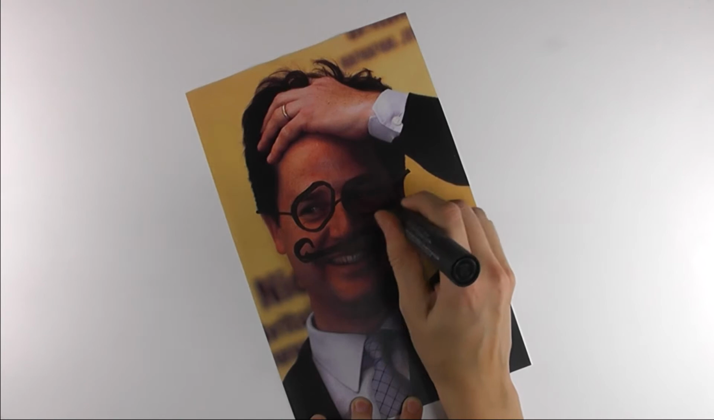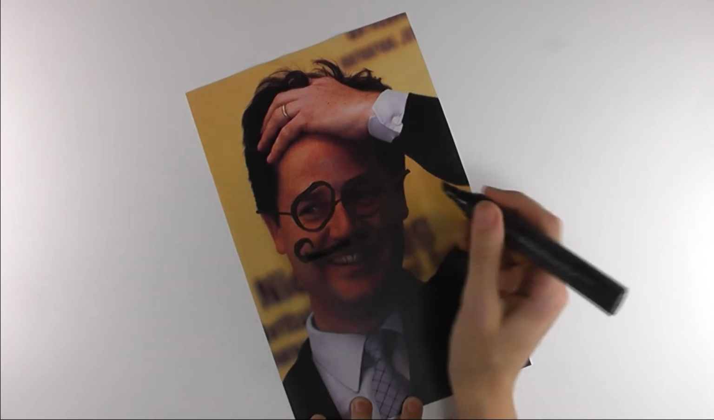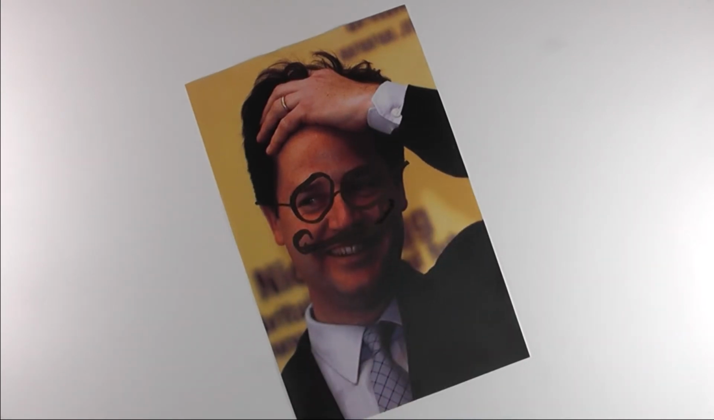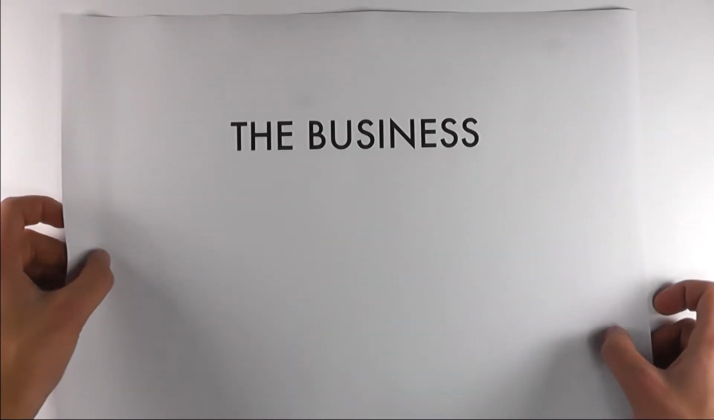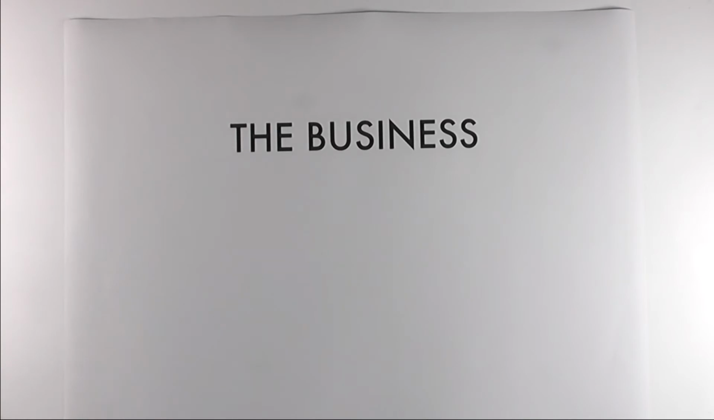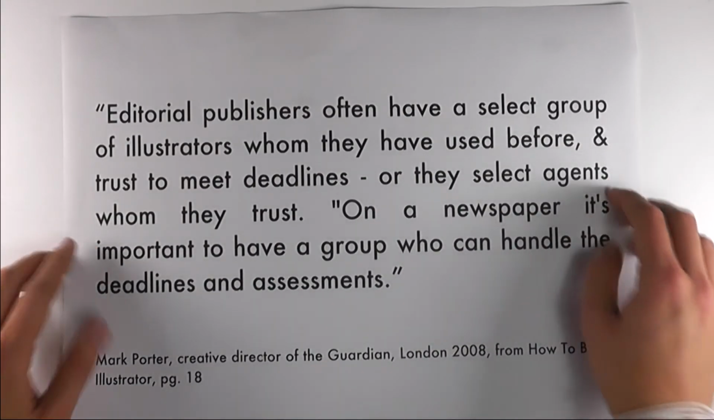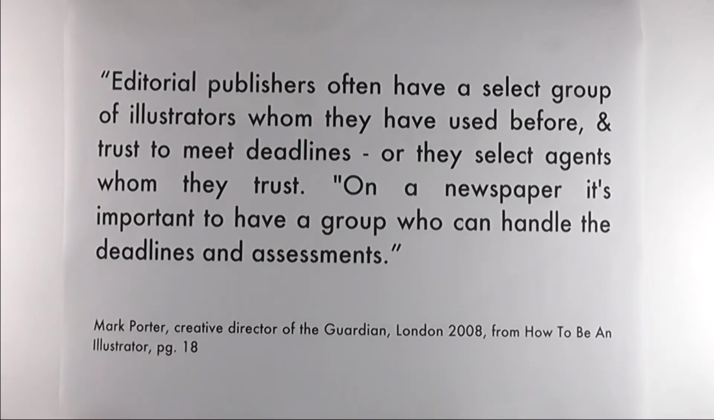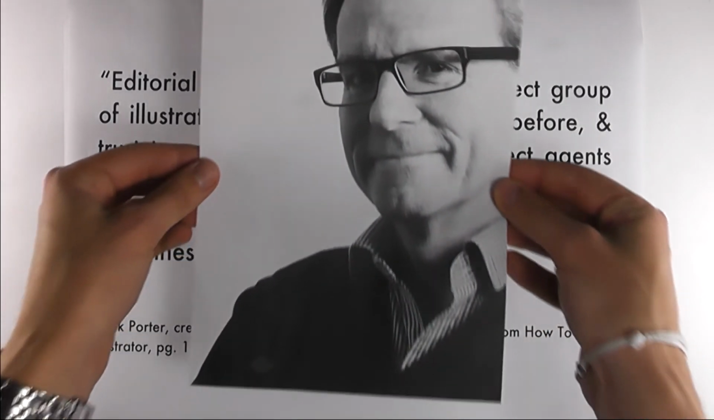The art director of a publication will usually be told by the editor to provide imagery for an article, and they will then contact a freelancer or an agent. Publishers will normally stick with the artist who they have worked with before. As Mark Porter, creative director of The Guardian, says, editorial publishers often have a select group of illustrators whom they have used before and trust to meet deadlines, or they select agents whom they trust. On a newspaper, it's important to have a group who can handle the deadlines and assessments.